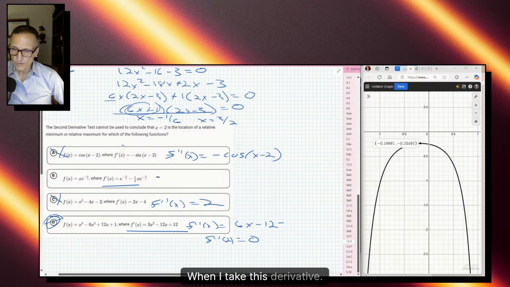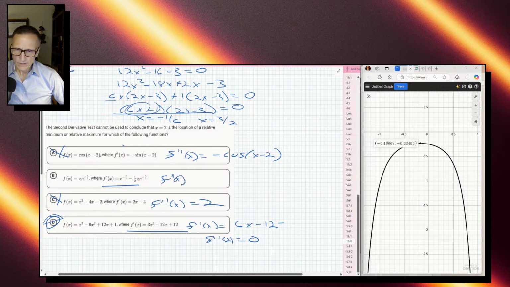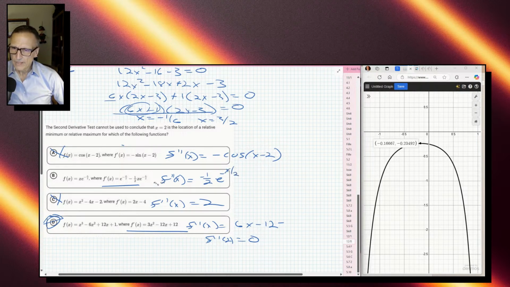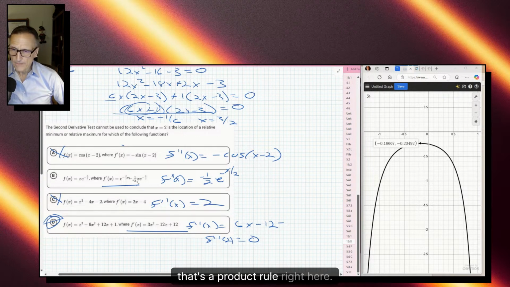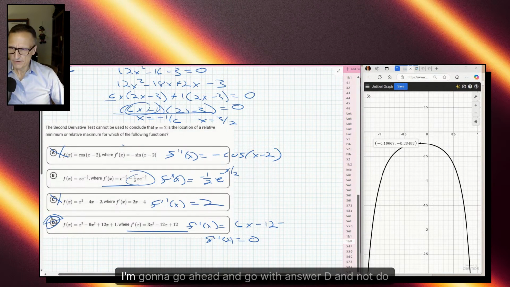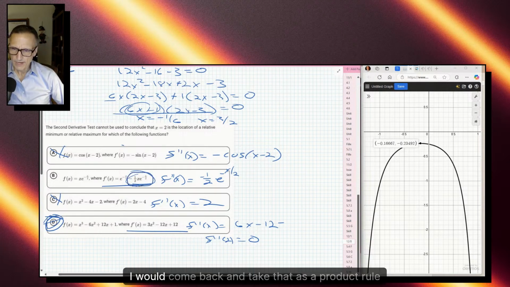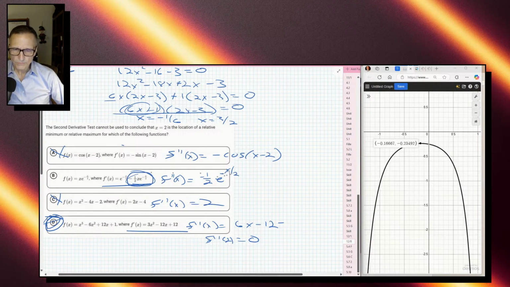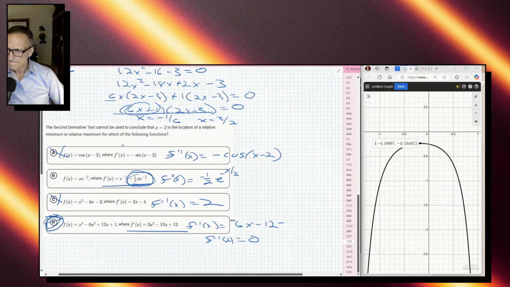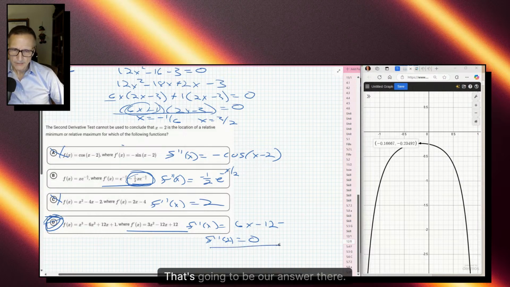Up here, when I take this derivative, that's going to be a negative 1/2 e to the minus x over 2. This one will be a positive. Ooh, that's a product rule right here. For the fact that I got a 0 here, I'm going to go ahead and go with answer D and not do the, if I had time, I would come back and take that as a product rule to see if that's a 0 also, but I don't think it's going to be. Yeah, so that's going to be our answer there.